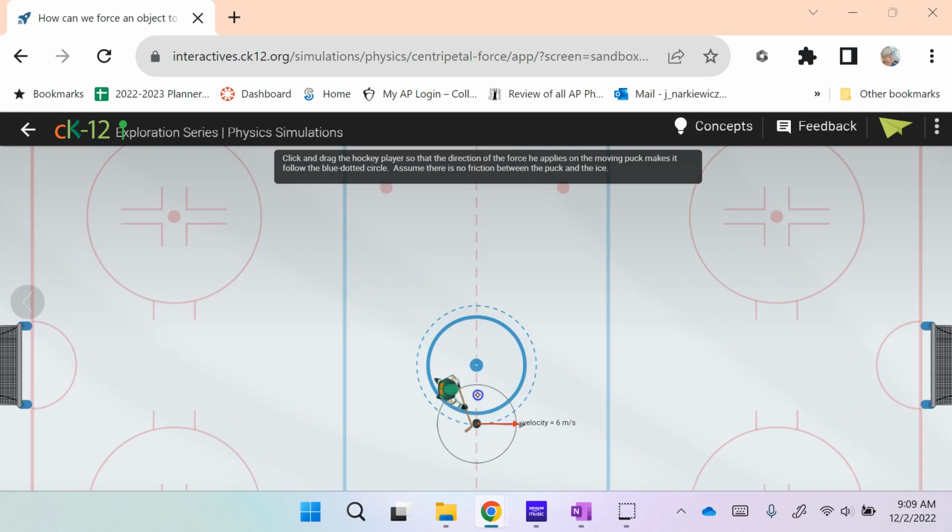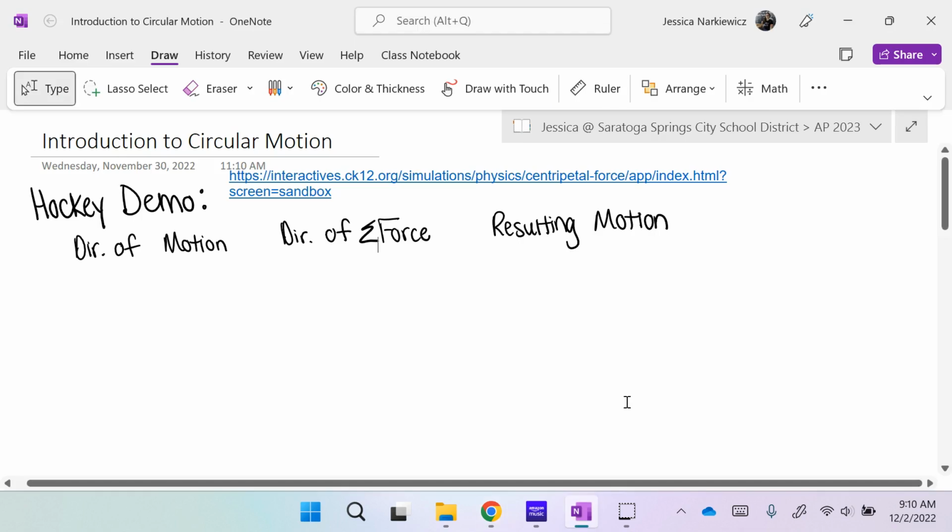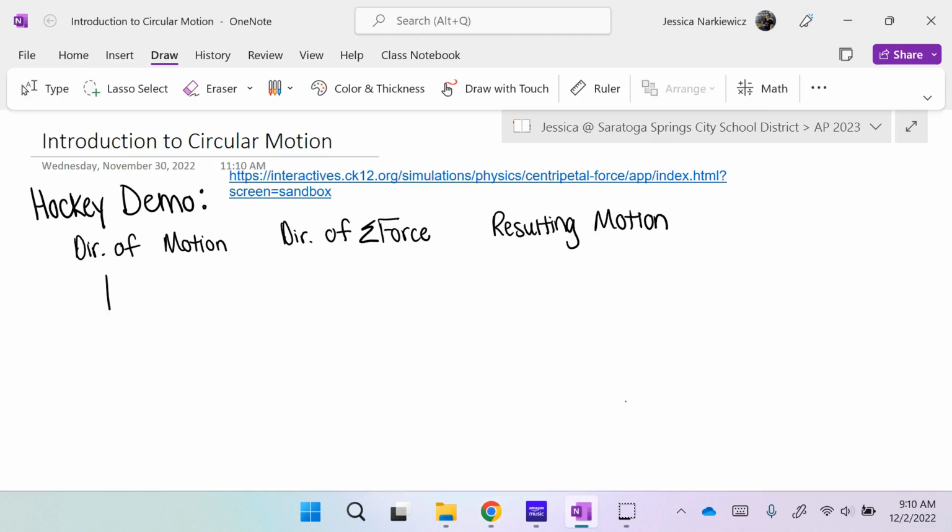So if I apply a force in the same direction as the velocity, just a quick force, it looks like I'm still moving to the right, but I have increased my velocity. So you can see I failed at trying to move this in a circle, but I'm going to add that to my table. I have a rightward velocity, which is the direction of motion. I have a rightward net force, and this object has sped up rightward.